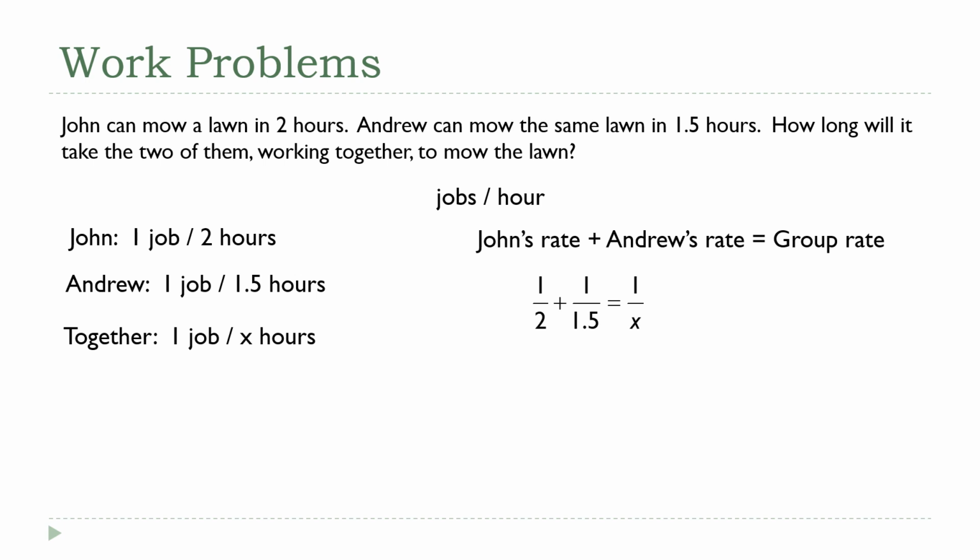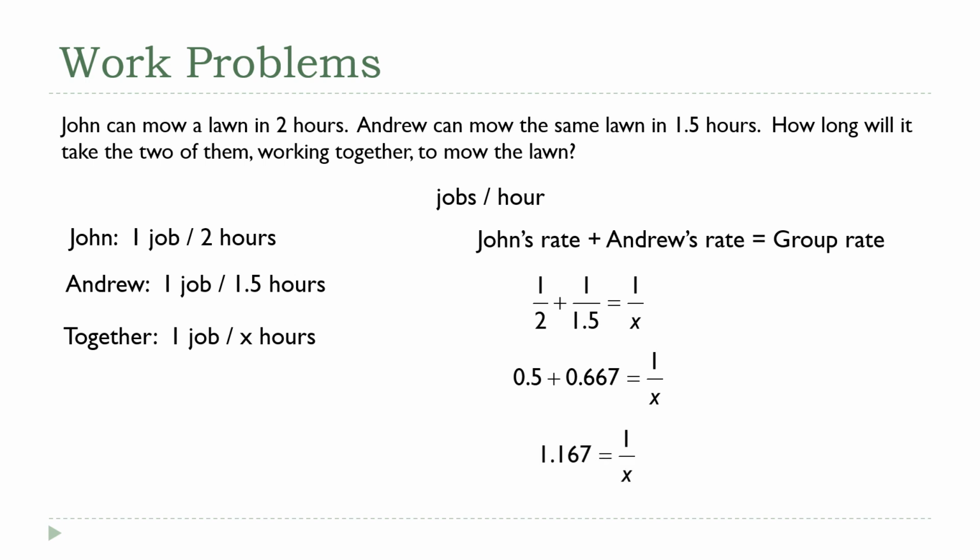Now, one of the nice things about these work problems, you know you're going to want the final answer to be a decimal. Nobody wants to hear it's going to take 3 5/7 hours. The answer is going to be a decimal, so there's no point in dancing around with these fractions any longer than we absolutely have to. So I'm going to get out my calculator and make this 0.5 plus 0.667 equals 1 over x. These decimals are going to be a lot easier for us to work with.